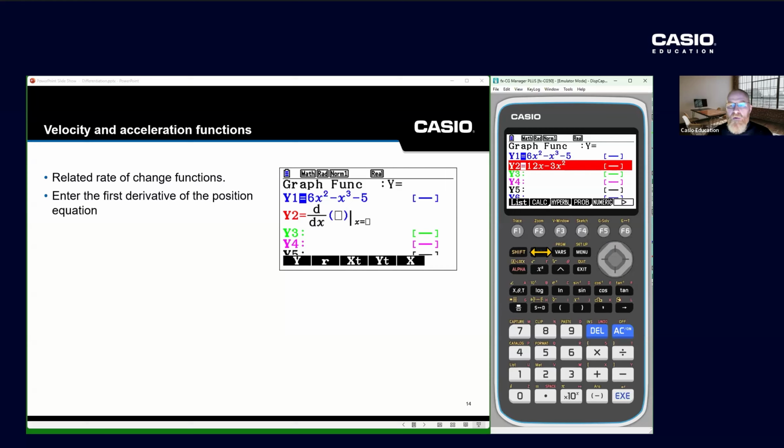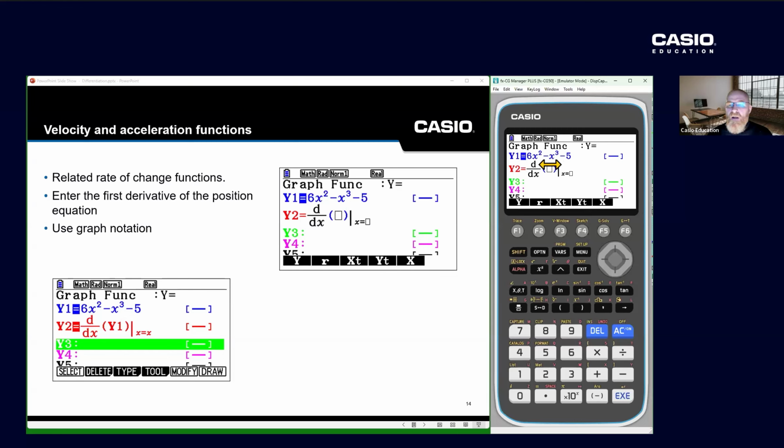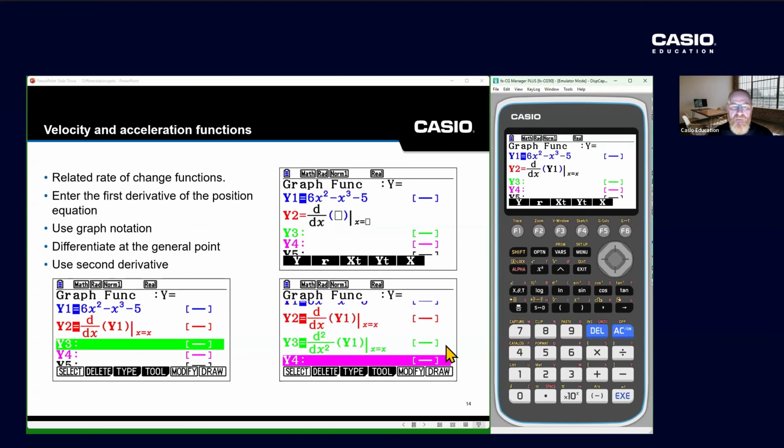We use this with option again and calc. It has changed position though, although the functions available are the same. First derivative, okay. We need to either enter the function as it is, but that will limit it to only ever being the derivative of that function. If we use graph notation, that allows us to change the function y1, and our derivative will automatically change. So that's quite handy. We do need to differentiate at the general point x. Otherwise, it would be a constant.